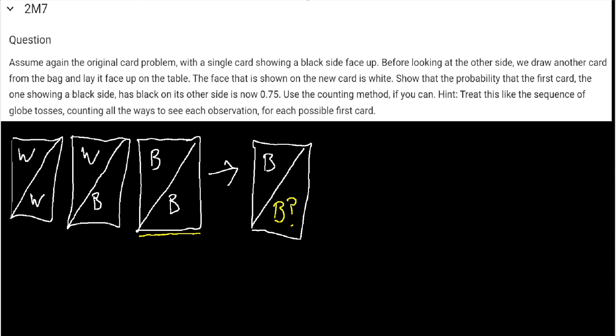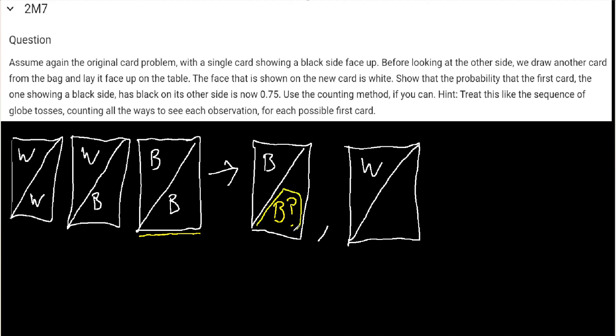In this question, the thing that is different is not only do we pull out a card where the face up side is black, we also pull out a second card. And we only know that one of the sides is white. And so we're still being asked to find what is the probability that the side on card 1 here is black. In other words, we're still being asked for the same probability, but this time we're given a little bit more information, which is a second card which has one face showing white.